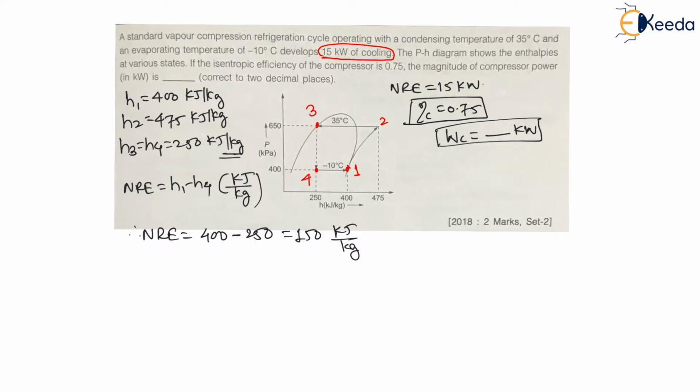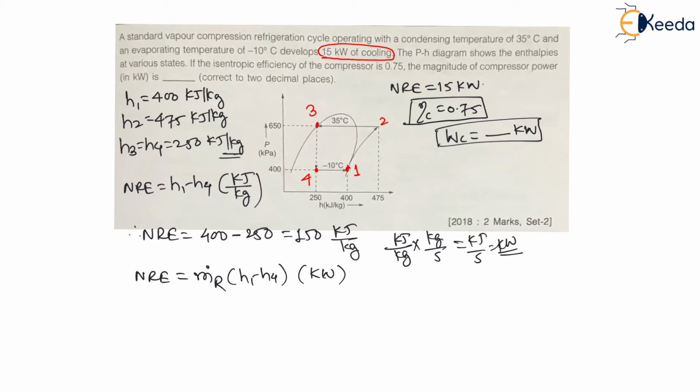So to convert kilojoule per kg, if I multiply this kilojoule per kg with kg per second, that is mass flow rate, then the answer will be kilojoule per second, that is kilowatt, right? Therefore, we can say the net refrigerating effect in kilowatt is equal to mass flow rate of refrigerant into H1 minus H4, right? Therefore, from this the equation unit will be kilowatt. Therefore, the net refrigerating effect in kilowatt is given as 15, which is equal to mass flow rate into H1 minus H4, which is 150 kilojoule per kg.